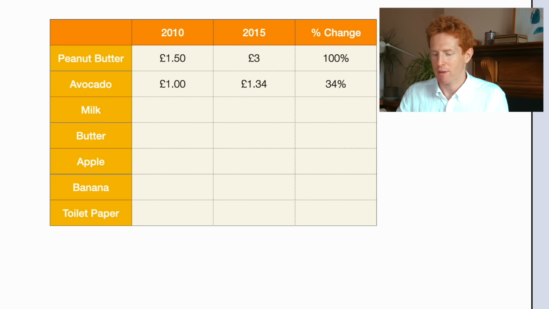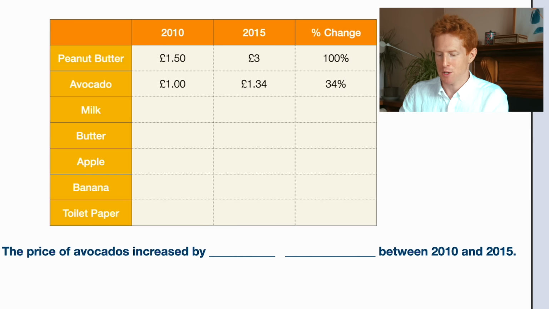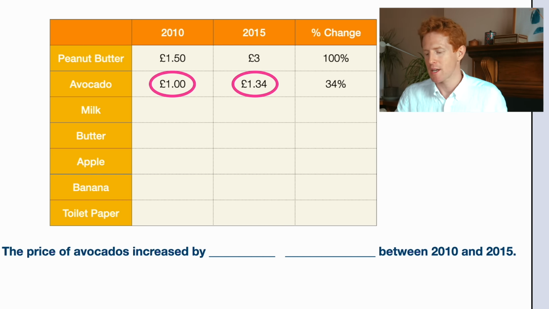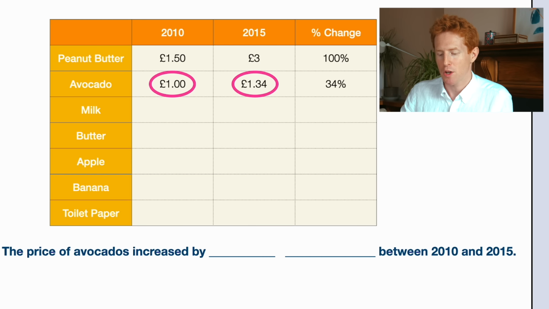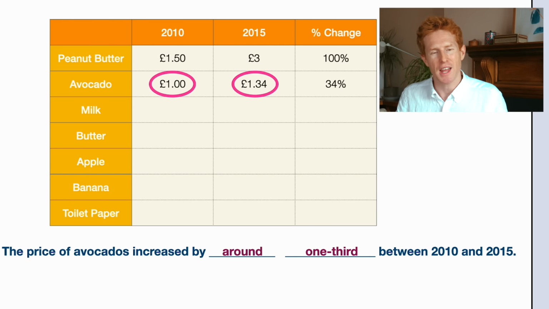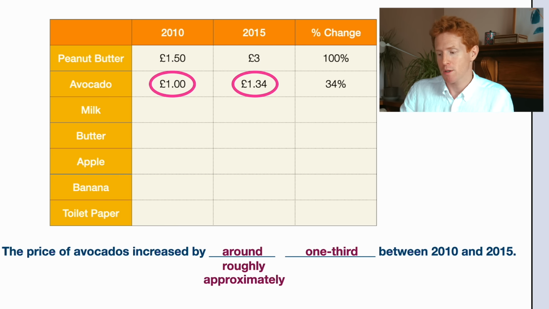What about avocados? What happened to the price of avocados? Well, the price of avocados increased by something between 2010 and 2015. So £1 to £1.34, there's a 34% increase. The price of avocados increased by around 1/3. Around 1/3. We're not just saying 1/3, it's around 1/3. These are the small words that help us get a higher score. We could say things like around 1/3, roughly 1/3, approximately 1/3.